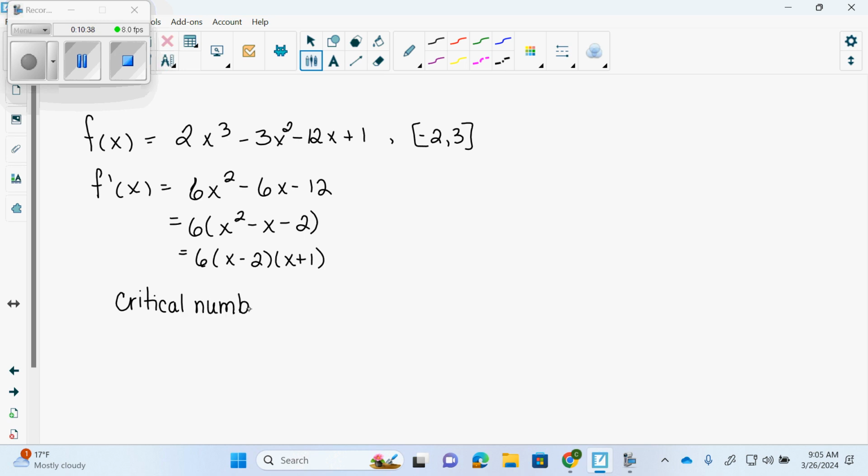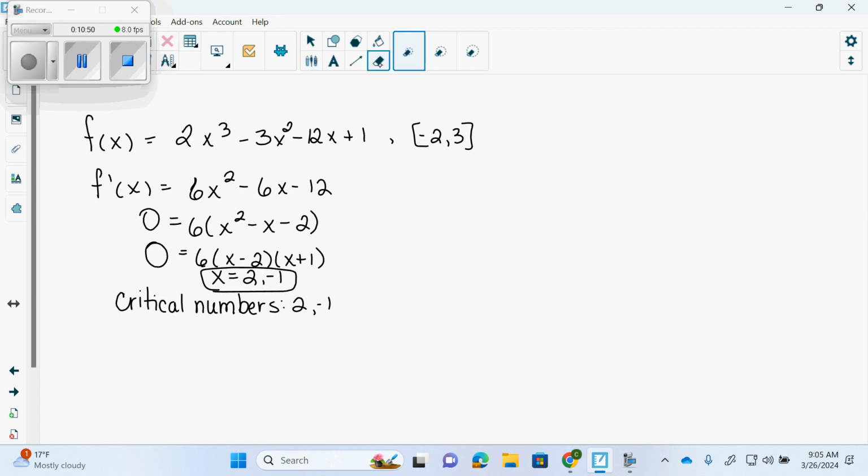My critical numbers are what? Make sure you set it equal to 0. 2 and negative 1. Now guys, I should have had an x equals, sorry. Do those fit in the domain? Both of them do.